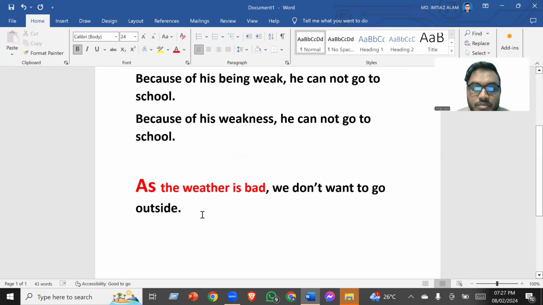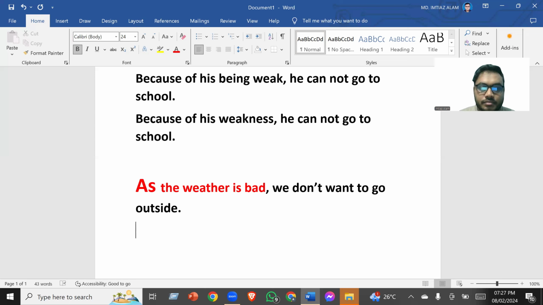I have told you many times that in a complex sentence, you will see more than one clause and you will see a subordinate clause. And how can you understand whether this is a subordinate clause or not? You will see a clause marker before the subject. And we are seeing as being the clause marker before the subject, the weather. That's why as the weather is bad is the subordinate clause. And we don't want to go outside, this is the principal clause. So how are you going to answer this in a simple sentence?